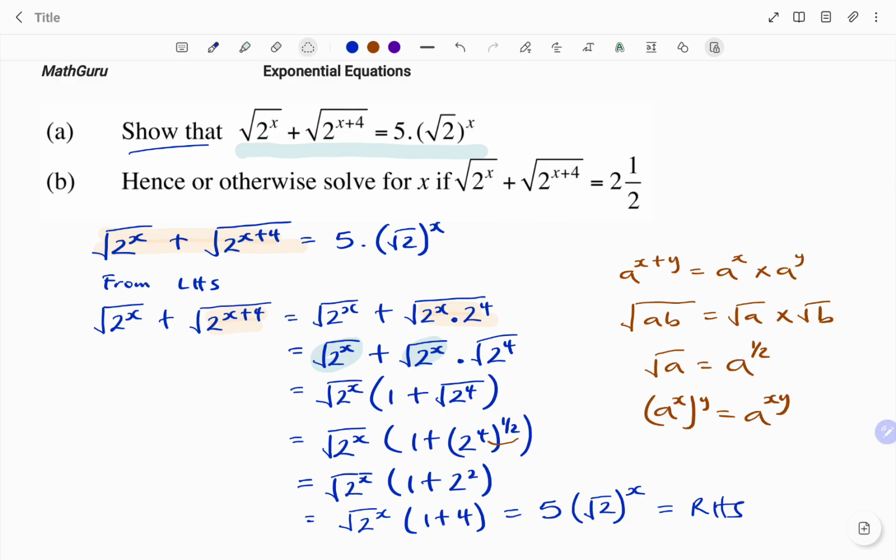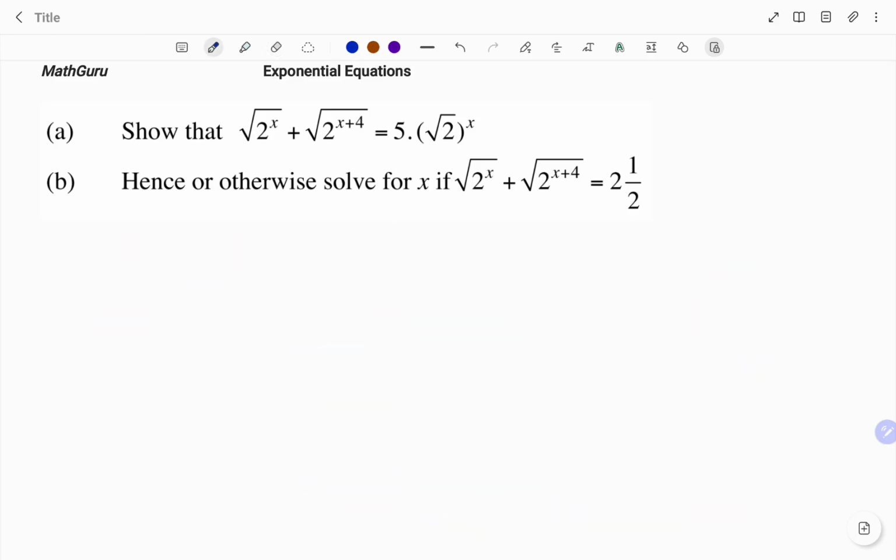The next question says, hence, or otherwise, solve for x if my expression on the left is equal to 2.5. So I'm going to write that out. I have the root of 2 to the power of x plus the root of 2 to the power of x plus 4 equals 2 1 over 2.